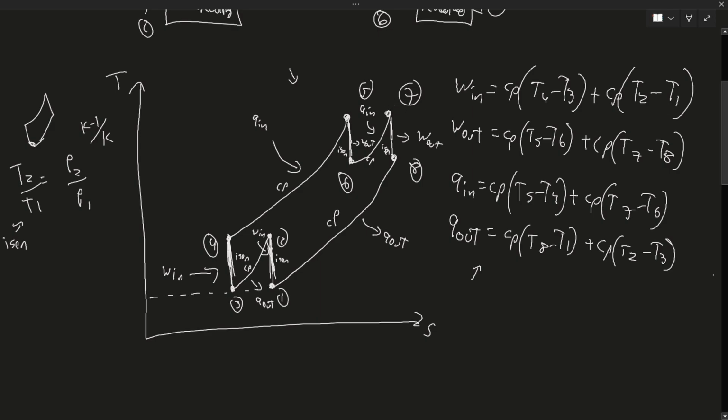And T5 and T7 are the same temperature. T6 and T8 are the same temperature. Same thing with T2 and T4. You can consider that they're the same temperature. And the rest is super easy.